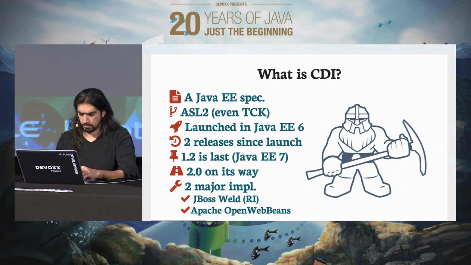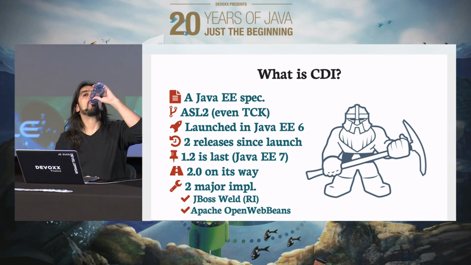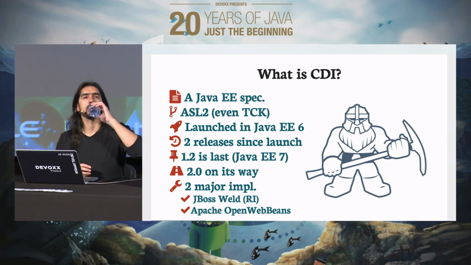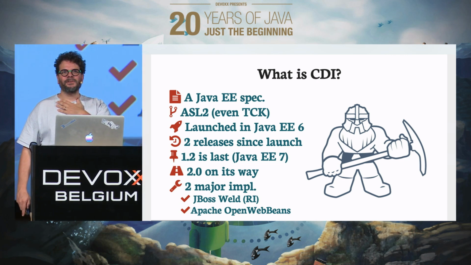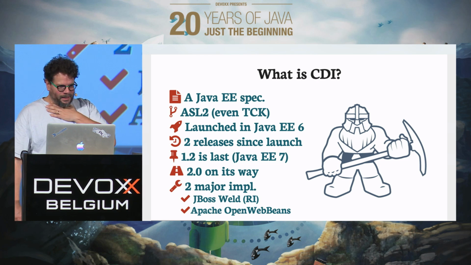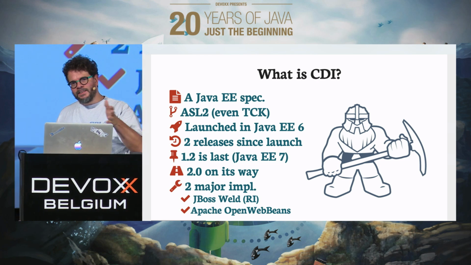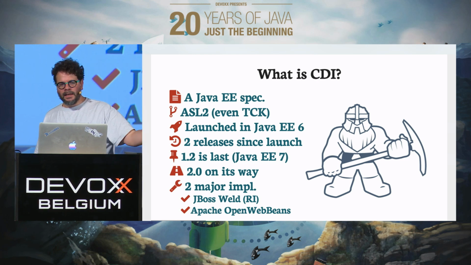So what is CDI? I think everybody here has heard about CDI. Who is using CDI right now in day-to-day development? Great. CDI 1.1 or 1.2? So you're only on CDI 1, okay. So we are going to show you CDI 1.2 code, and at the end a little bit of CDI 2 code. So CDI is a Java EE spec.